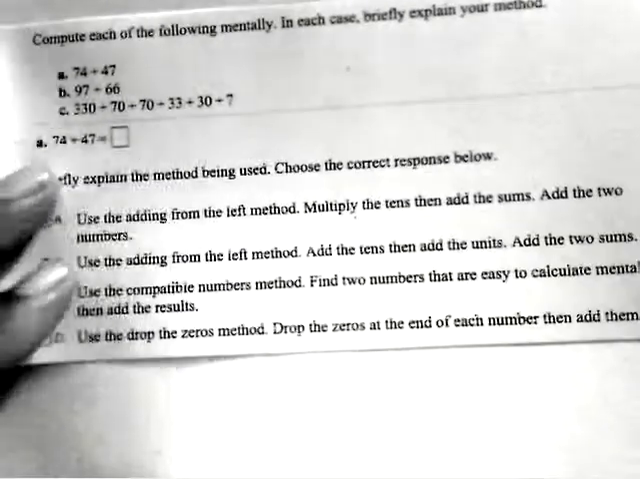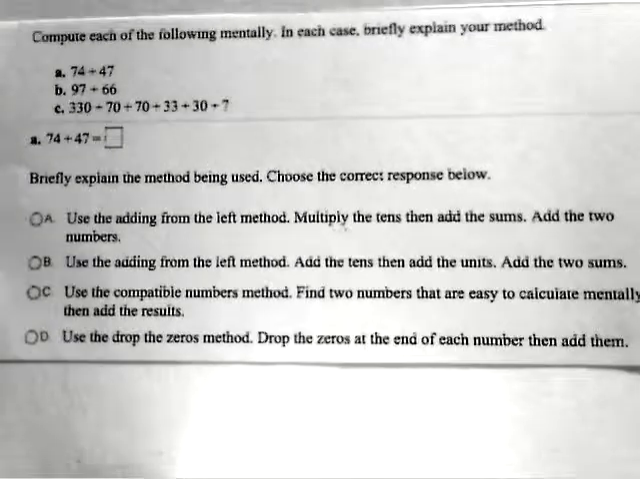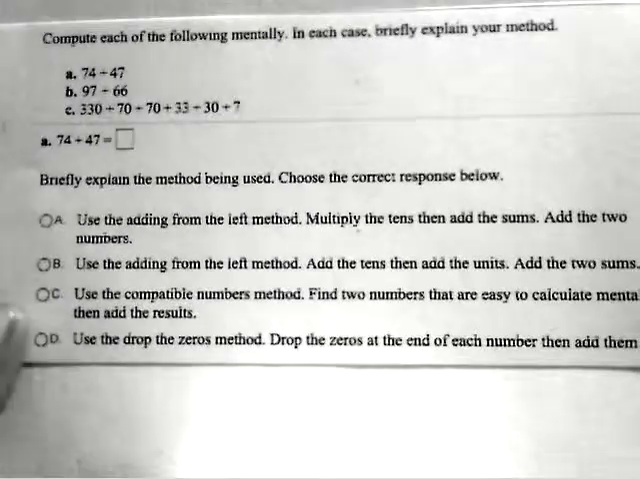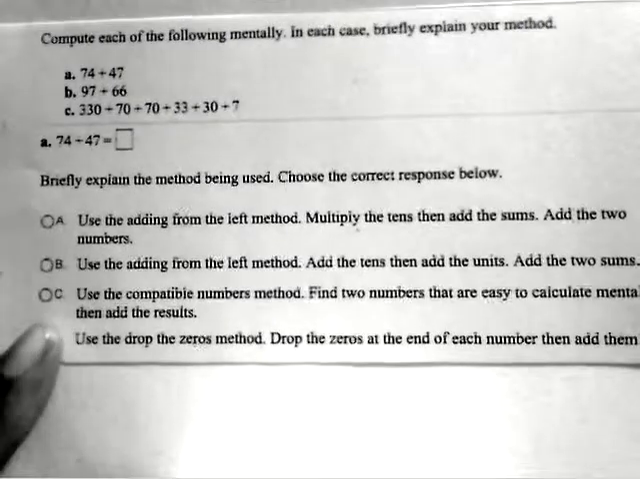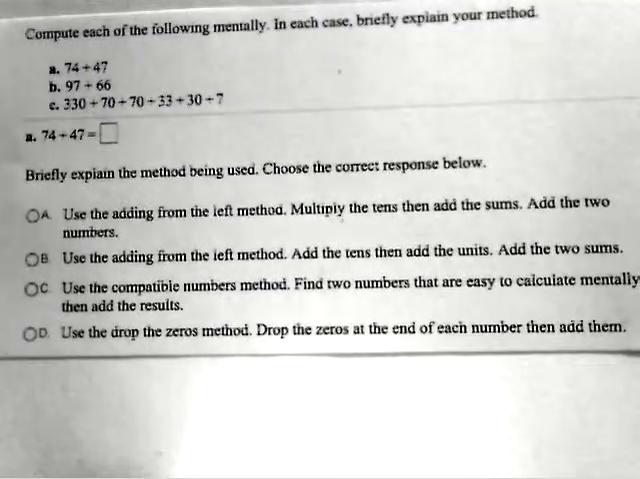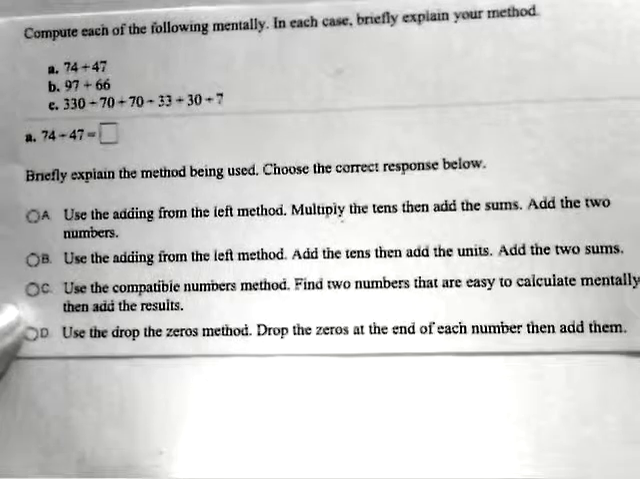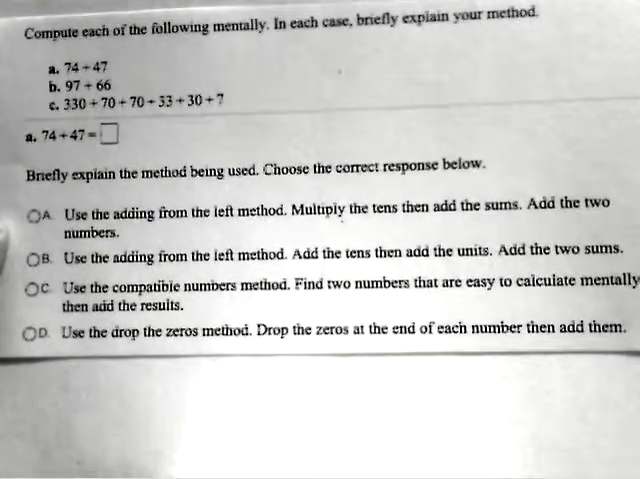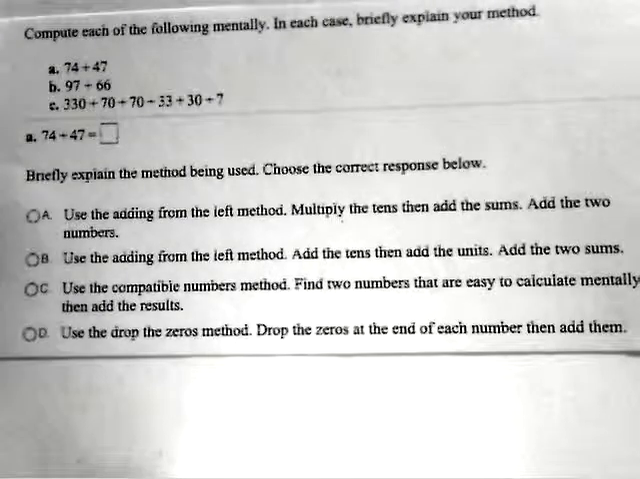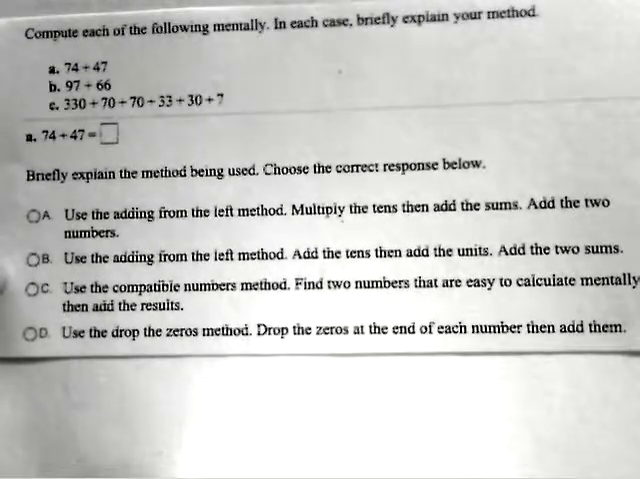Okay, now let's look at this next problem here. In this case, we're going to compute each of the following mentally, and then in each case briefly explain your method. Like 74 plus 47. Okay, and then you're going to have to figure out which one of these methods did you use here, or which one would be appropriate to use. Okay, using the adding from the left method, multiply the tens and then add the sums. That would not work for 74 plus 47 because we're not multiplying.